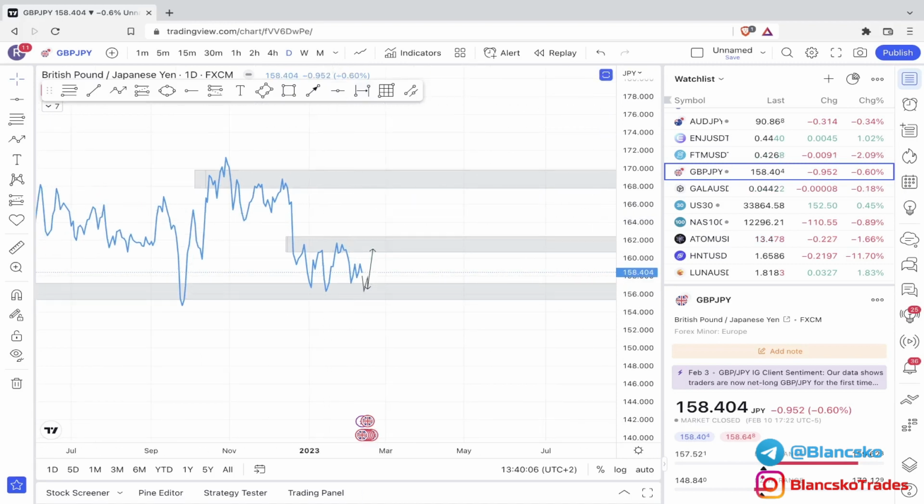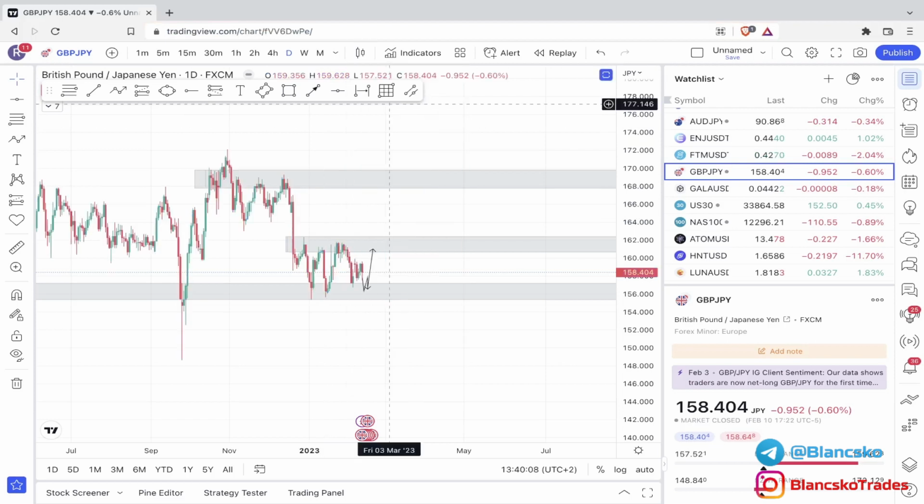All right? And that's pretty much it. I don't want to keep it too long. I just wanted to keep it super simple, super short.